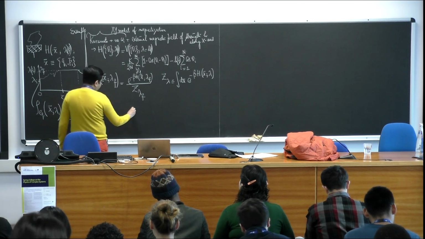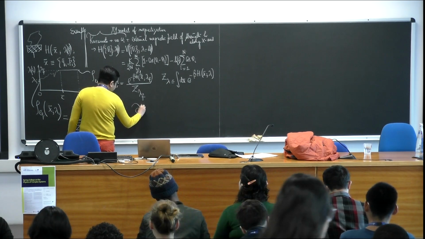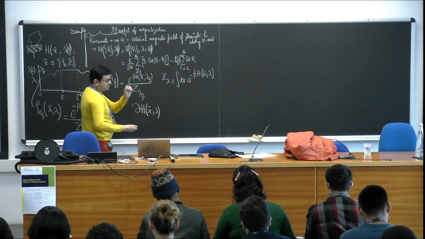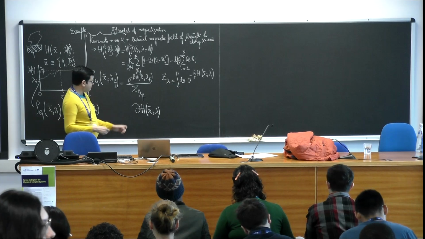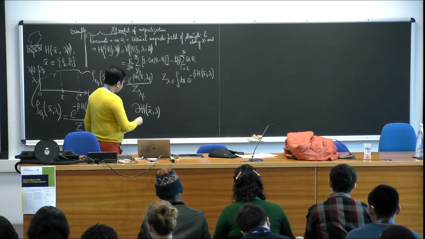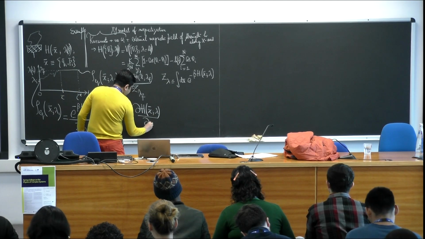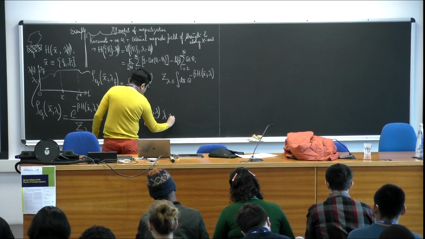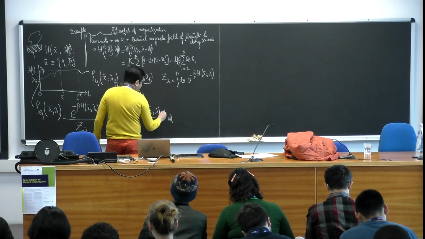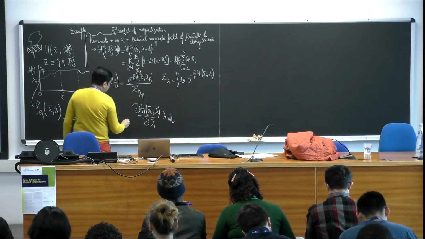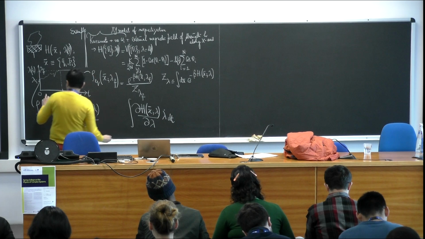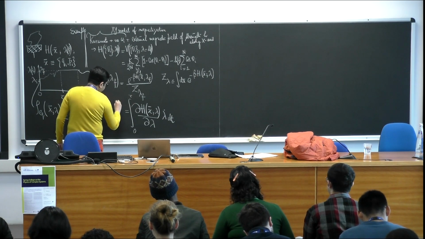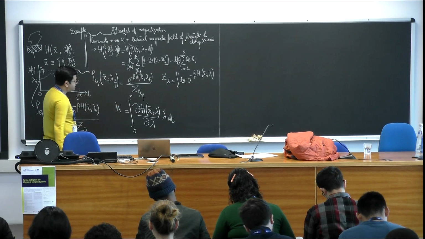So how do I find the work? I ask how much the Hamiltonian changes keeping the position fixed. Suddenly the particle feels a different value of lambda. So keeping x fixed, how much does the energy change when lambda changes by a small amount? This is the change in lambda in a small time dt. Then I just integrate it over the time 0 to tau, and this will give me the amount of work done on the system.